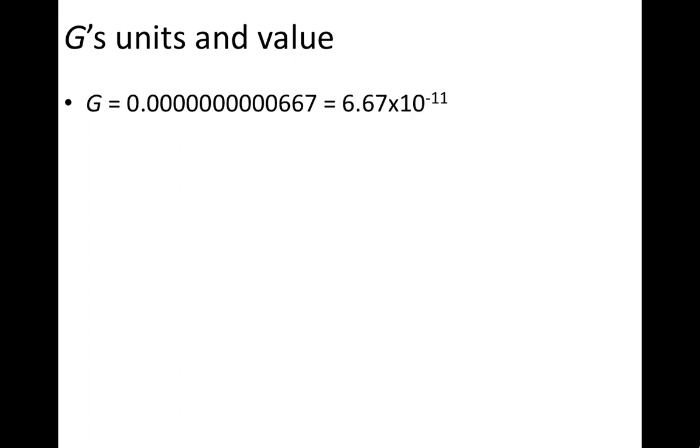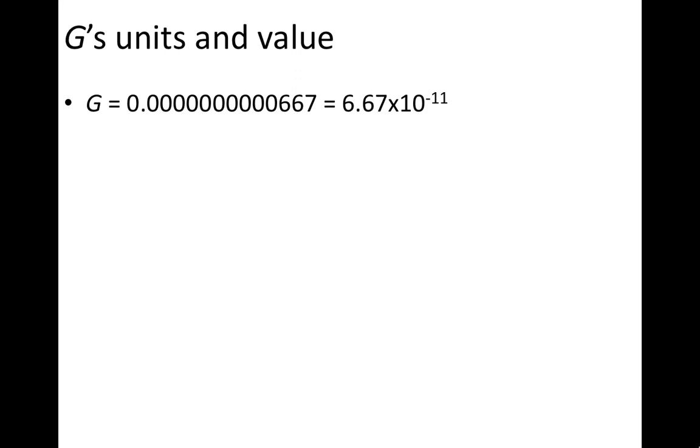Today, we're confident that we've precisely measured G, at least to a few digits, but G is very, very small. Look at all those zeros before the first non-zero digit. Typically, we'll write it in scientific notation as 6.67 times 10 to the negative 11th.